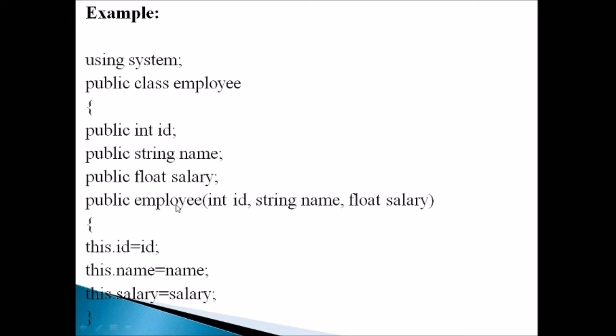And then one method is declared, public Employee. Within the method there are some parameters. First one, int ID, string name, float salary. So these three are the parameters which have the same names as the variable names. So this is the situation to use this keyword. Now within the method the source code is this.ID = ID, this.name = name, this.salary = salary.